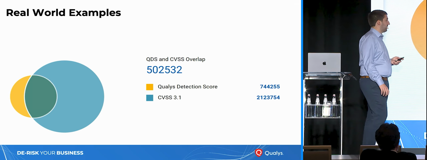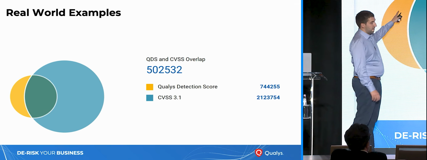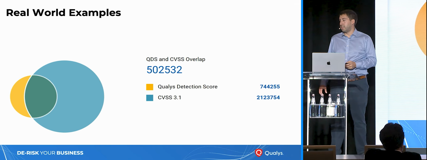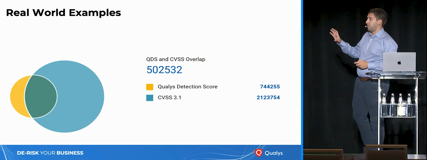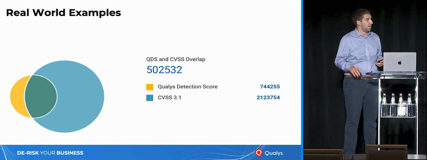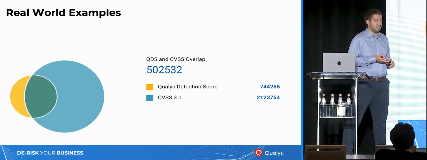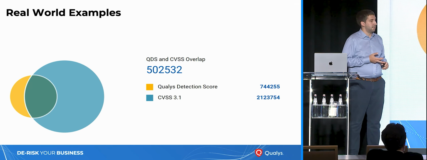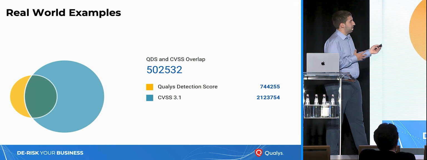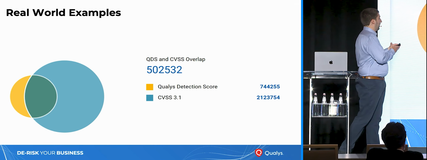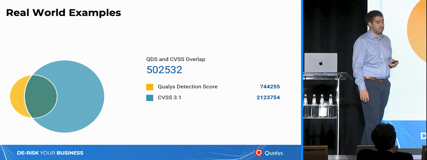But what is more interesting is this yellow sliver here. This yellow sliver is the things that haven't been prioritized as critical or high by CVSS, but either have a CISA known exploit, or have a weaponized exploit, or are being used by threat actors. So these are the things that actually you should be prioritizing, but you may not have because of your prioritization based on CVSS.